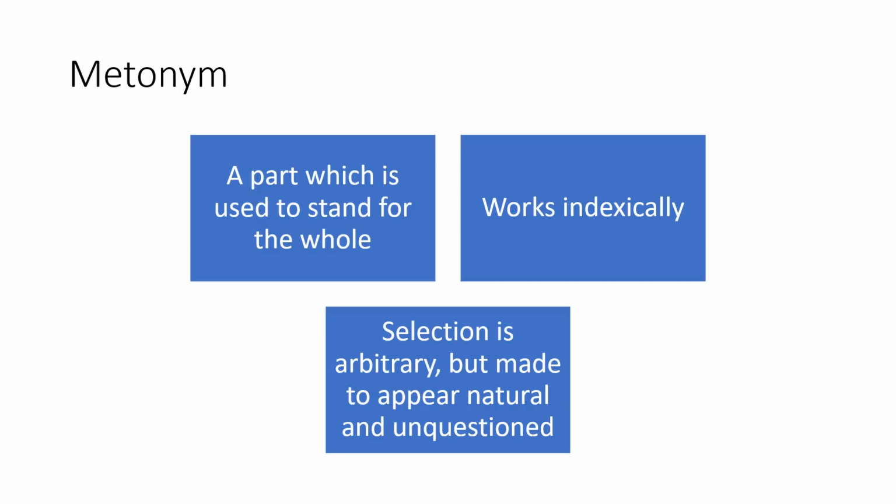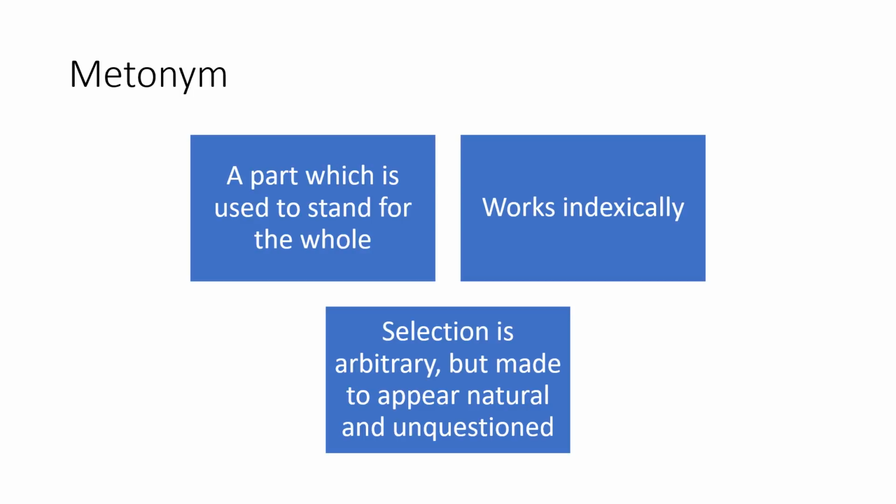So the part refers to the whole. We spoke about that in relation to the index, the idea of the index, the sign, in the last podcast. So the selection is quite often arbitrary. The sign which is used to represent the whole is quite often arbitrary, but it's often made to appear natural and unquestioned. So let's have a look at this.